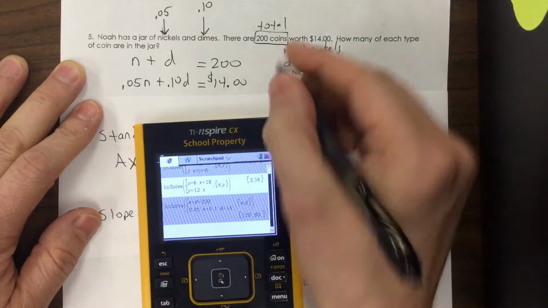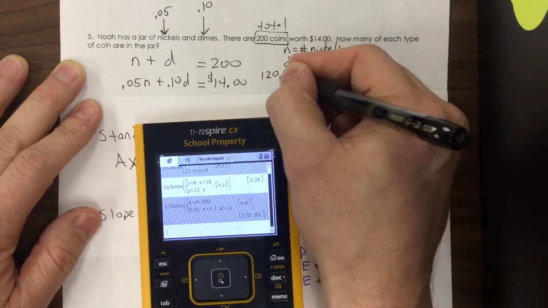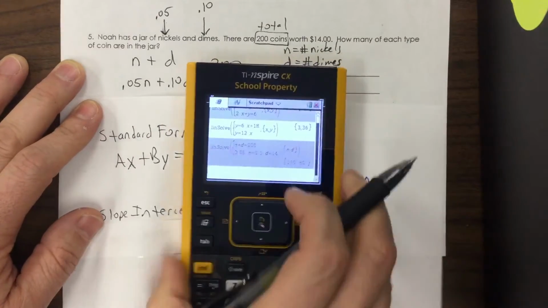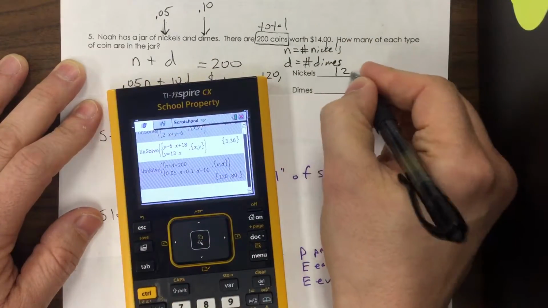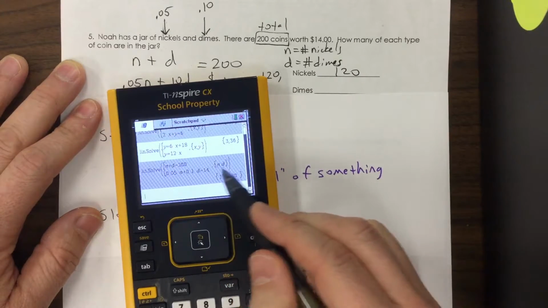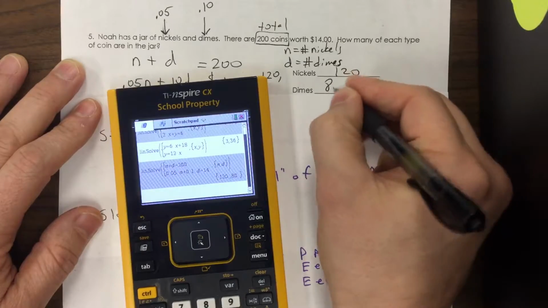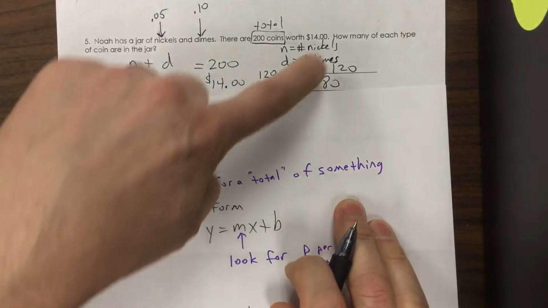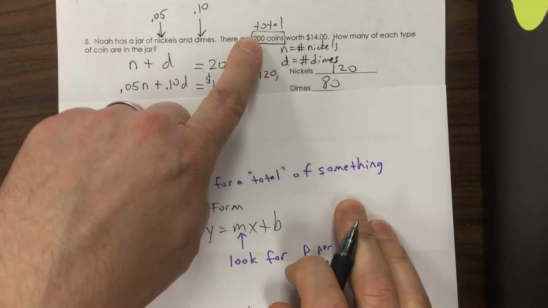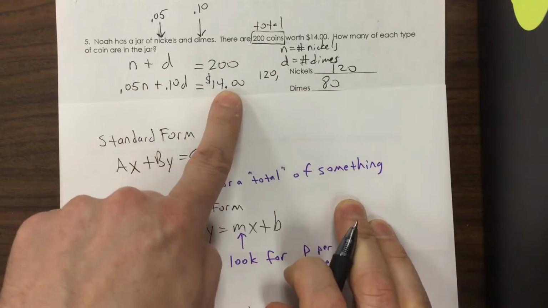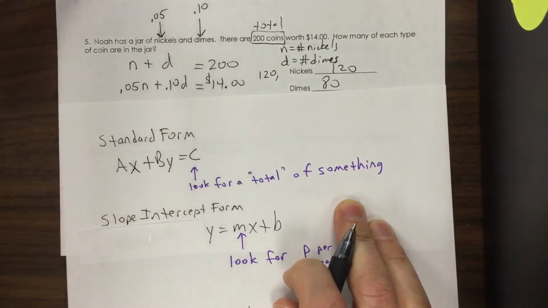120, 80. Well, the first number that I said N was my first number, so the 120 is my total number of nickels. The 80 is my total number of dimes. I had 120 nickels plus 80 dimes. If you wanted to check it, you could add those together and you would get 200, and you could plug in the 120 and the 80 in the equation and you'd get $14. Okay, let's move on to the back.